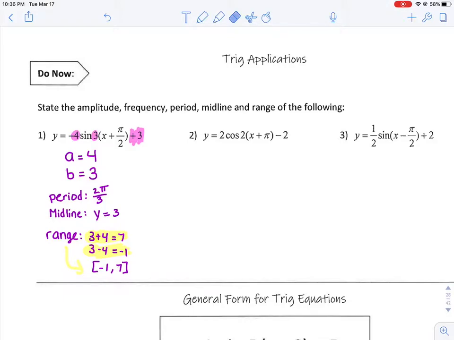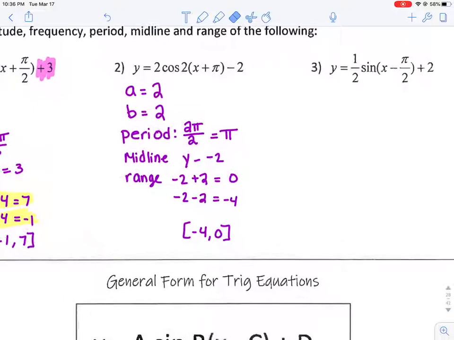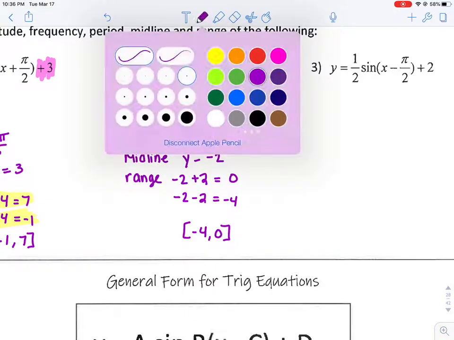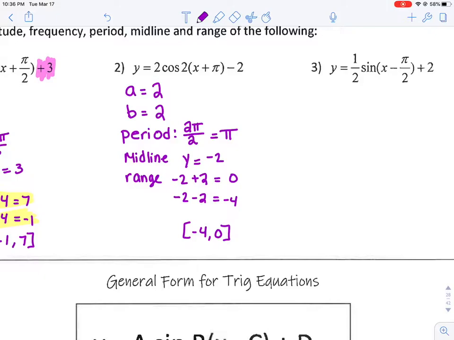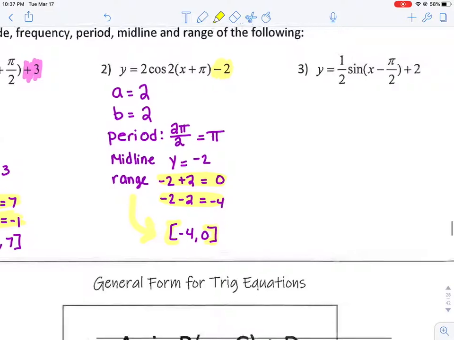All right, let's take a look at number 2. Amplitude is 2, frequency is 2, my period is pi, midline is equal to -2. My range, again, I'm going to take whatever that midline is, so this graph was shifted down 2, and I'm going to add my amplitude to get my maximum value, and subtract my amplitude to get my minimum value. Again, we always write our range, our lowest number, and then our highest number, and I'm using these brackets because those values are included. There is a point on the graph.